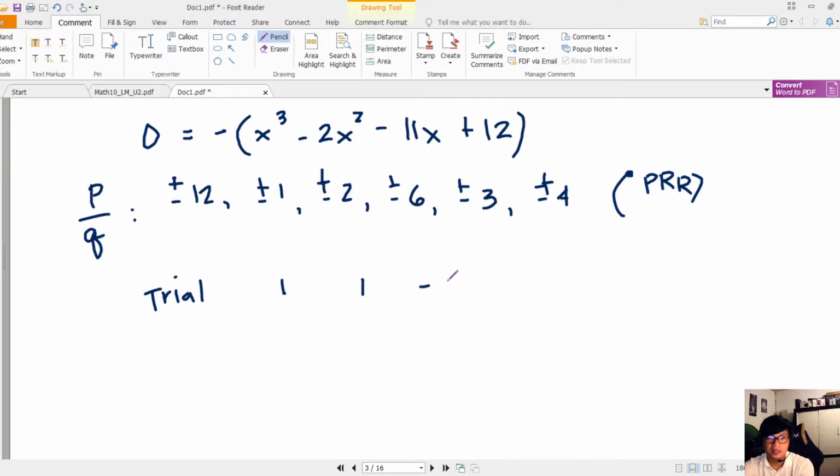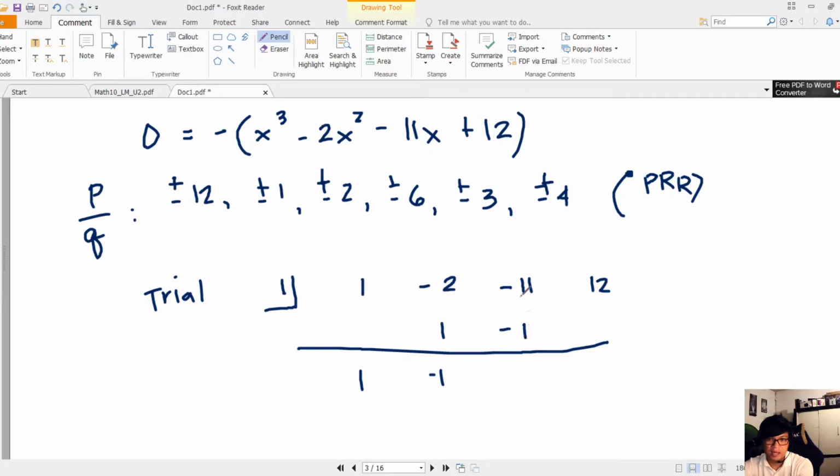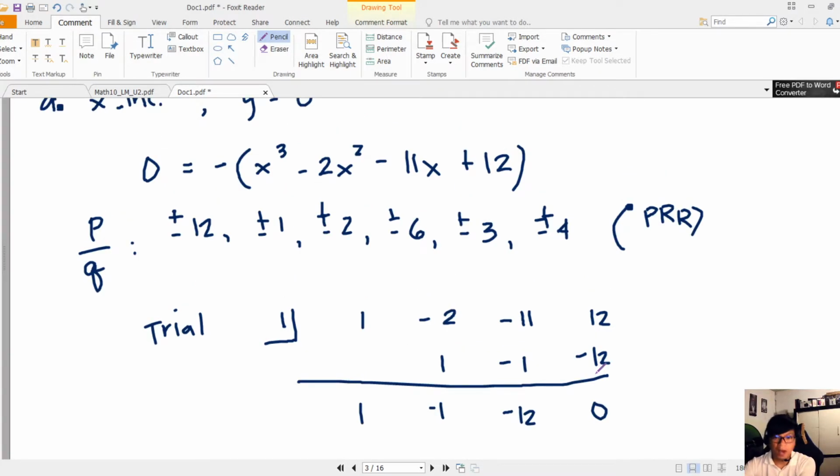So, 1, if the value of x is 1. 1, negative 2, negative 11, and 12. So this is our x, the divisor. Bring down 1, 1, negative 1, negative 1 times 1 is negative 1, negative 11 plus negative 1, negative 12, negative 12, 0. So, ibig sabihin, 1 is a real root.